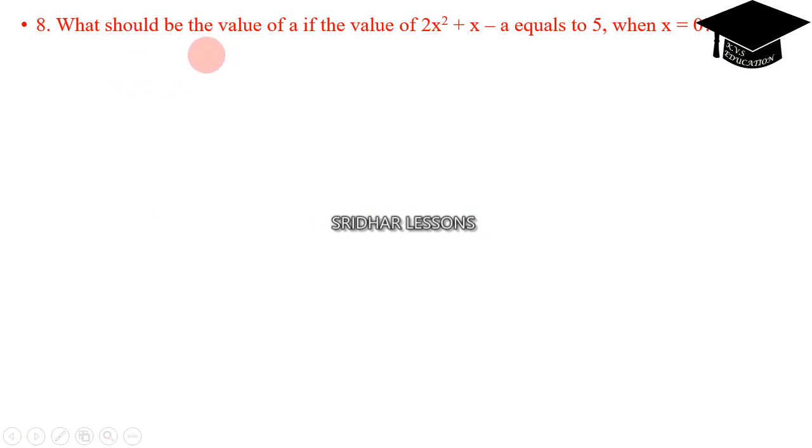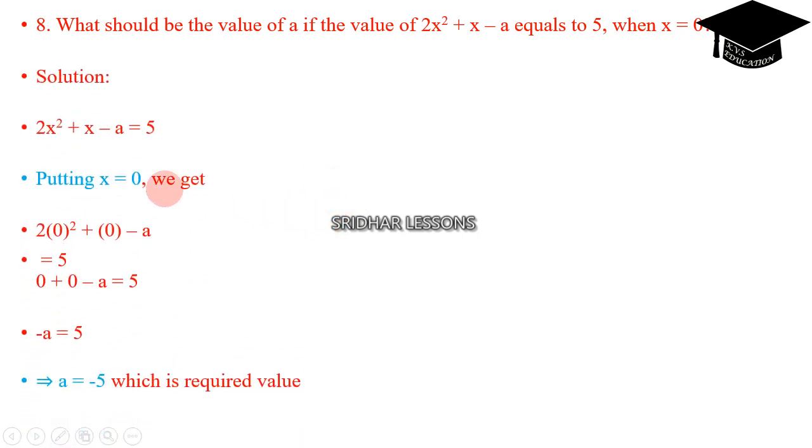Question number 8. What should be the value of a if the value of 2x square plus x minus a is equal to 5 when x is equal to 0? See, 2x square plus x minus a is equal to 5. And we have to put x is equal to 0. That means 2 into 0 square plus 0 minus a. That means minus a is equal to 5. That means a is equal to minus 5.